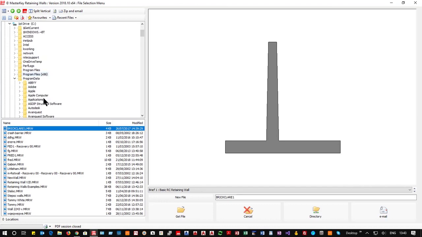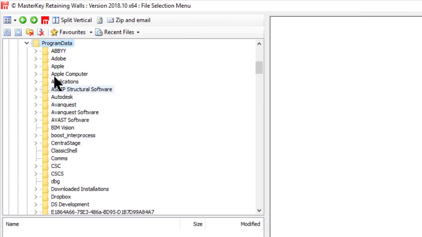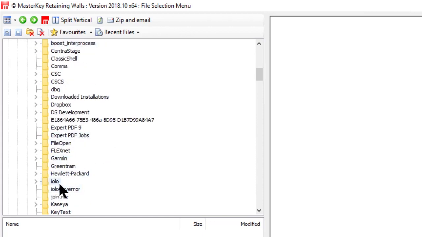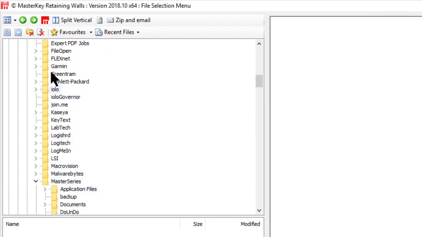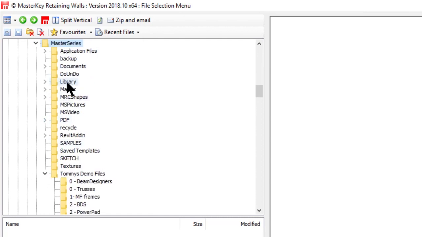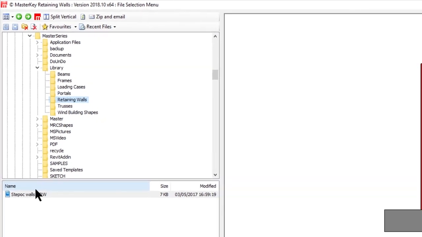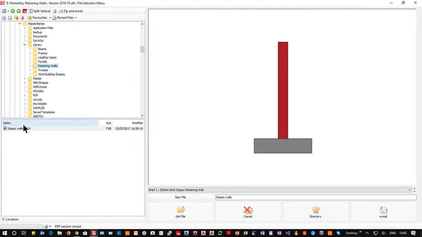Obviously on your drive, you have program files and program data. We store most of our common information in program data. So the libraries are going to be in program data, MasterSeries, and from there you'll then have library. And in library you should, with the current version, have retaining walls and steep hook walls. So that is where you're going to get those from in the system.